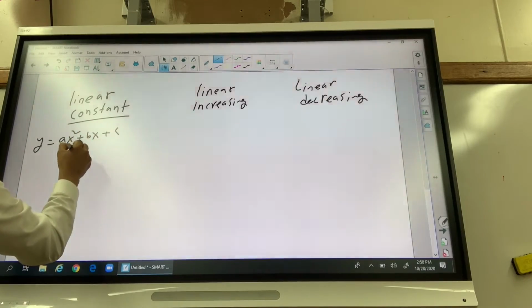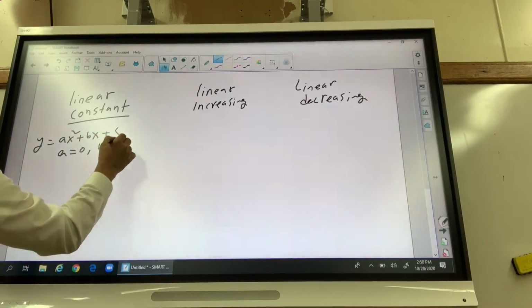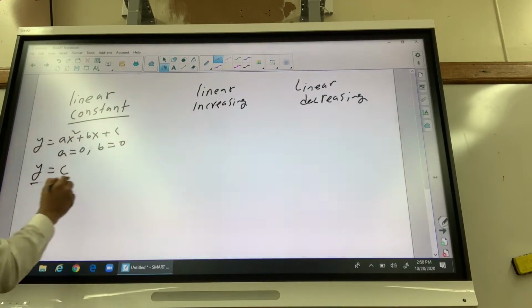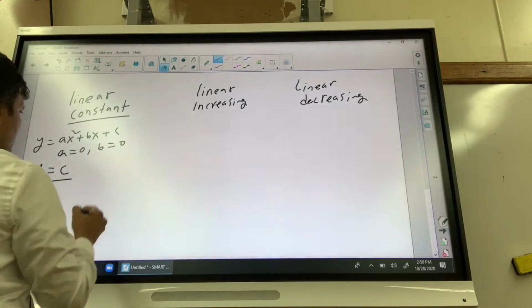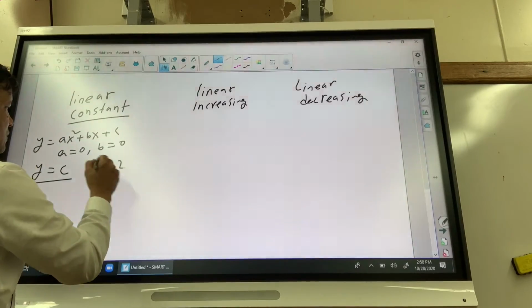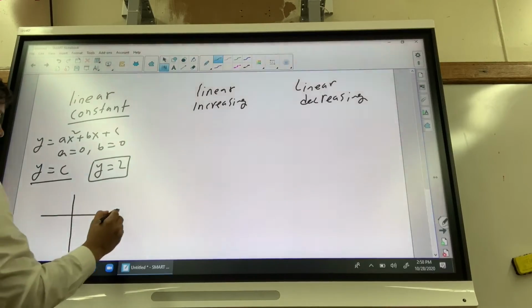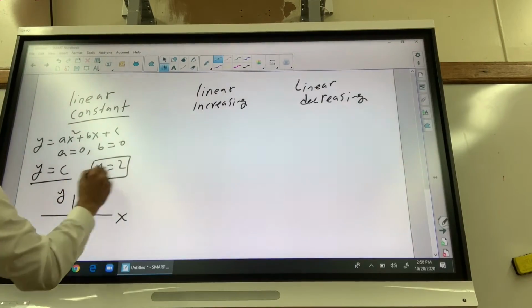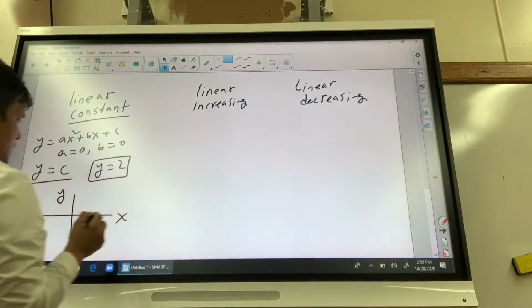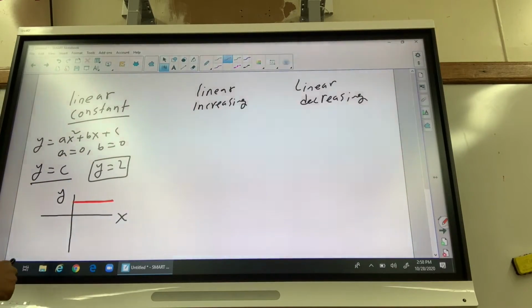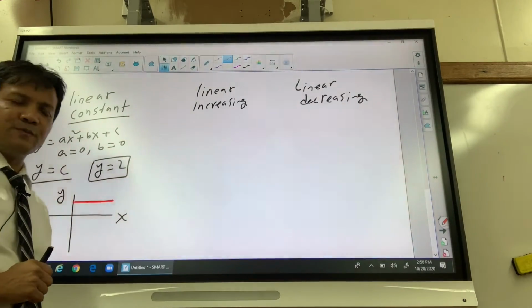We're going to let a is equal to 0 and b is equal to 0, so y is equal to c. All right, so I'm going to give an example: y is equal to c. So let's say y is equal to 2. How do we graph it? So this is your x and this is your y. So y is equal to 2. You graph it like that. So this is y is equal to 2.